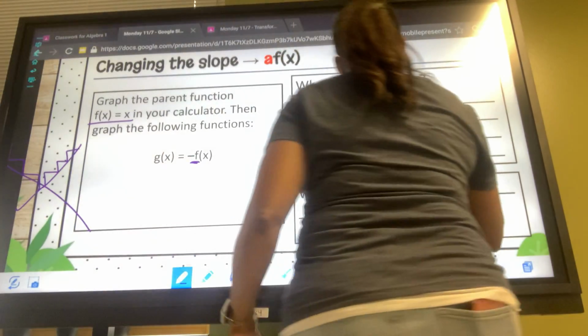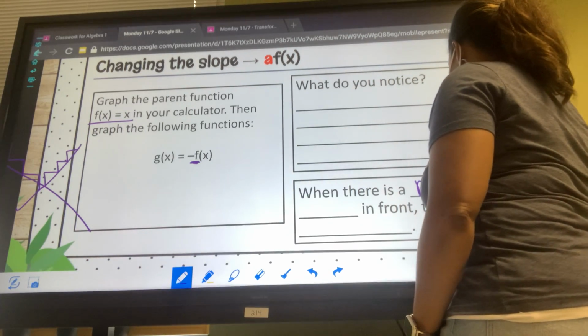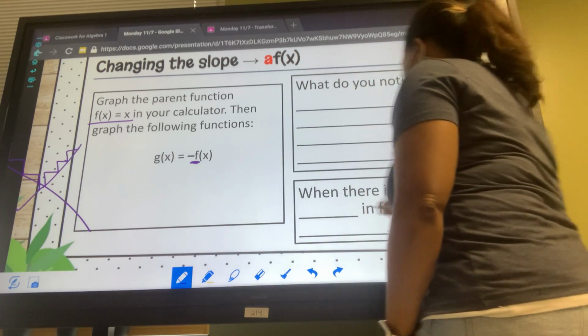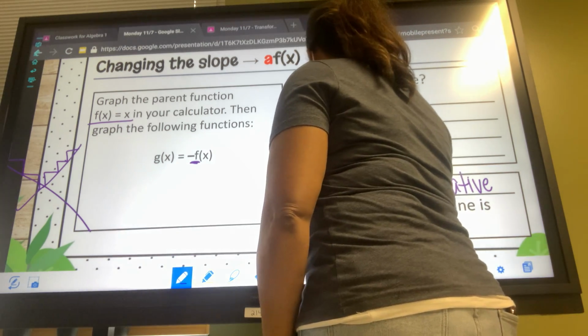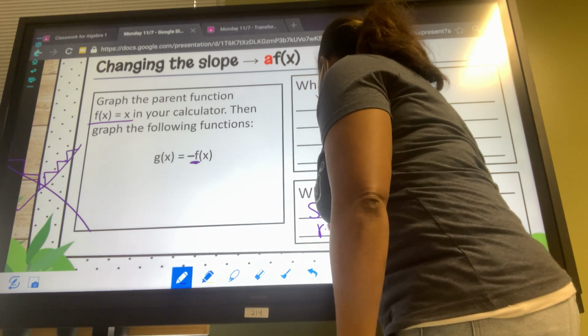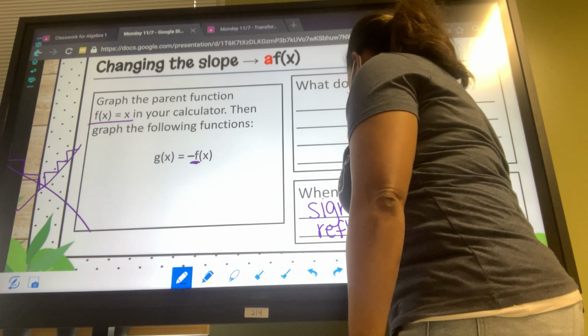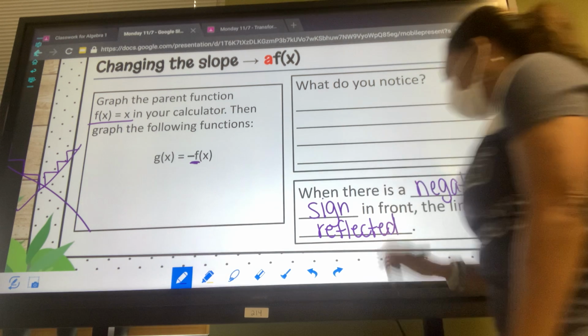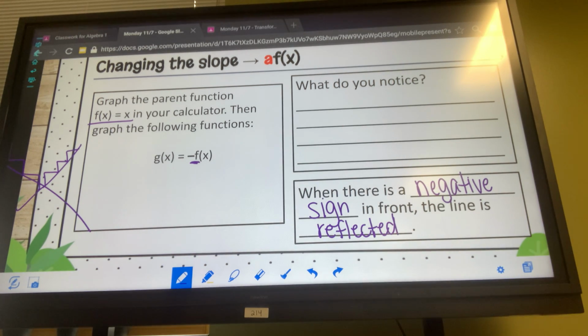So when there is a negative sign in front, then the line is reflected. You're going to have a reflection. Your line is going to go the opposite direction. That means it'll change from a positive slope to a negative slope.